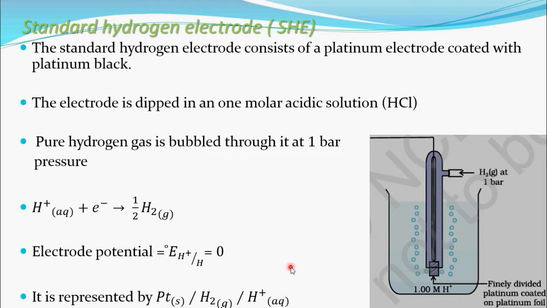This is all about the standard hydrogen electrode. Remember, if the concentration of the acid solution is not equal to 1 molar, then it is called the normal hydrogen electrode. If the concentration of HCl is 1 molar, then it is called the standard hydrogen electrode, and its electrode potential is 0. Remember this one. These are very, very important points.